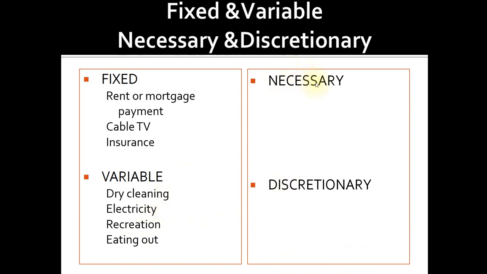Now, one thing I do want to distinguish and make note of is the difference between necessary and discretionary. So necessary expense is something that is absolutely you have to have it. So a necessary expense is rent. You have to have a roof over your head. That is a necessary expense. Electricity is a necessary expense. It is a necessary variable expense, just like rent is a necessary fixed expense. Insurance is a necessary fixed expense.